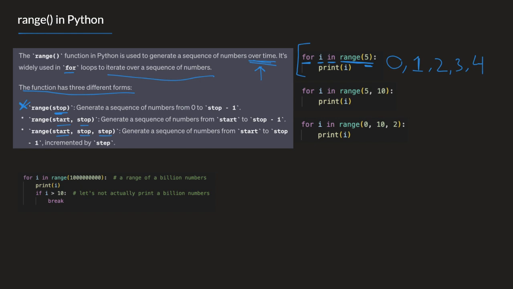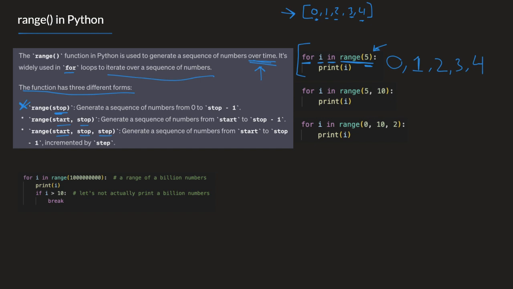Now, we might think naturally that range returns some sort of array or list of numbers from 0 to 4, and that gets created, and then we loop through the array. We look at each element in the array as we loop through, and we assign each element to i as we iterate through the for loop. But that's not what range does, and there's a good reason for that.